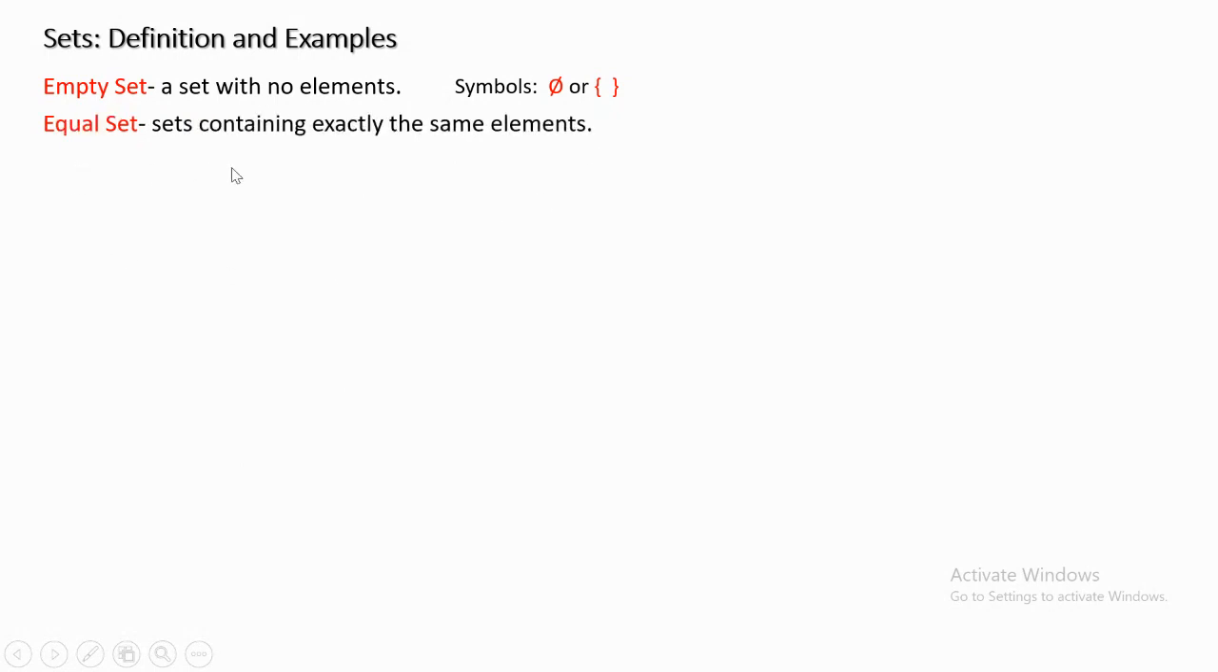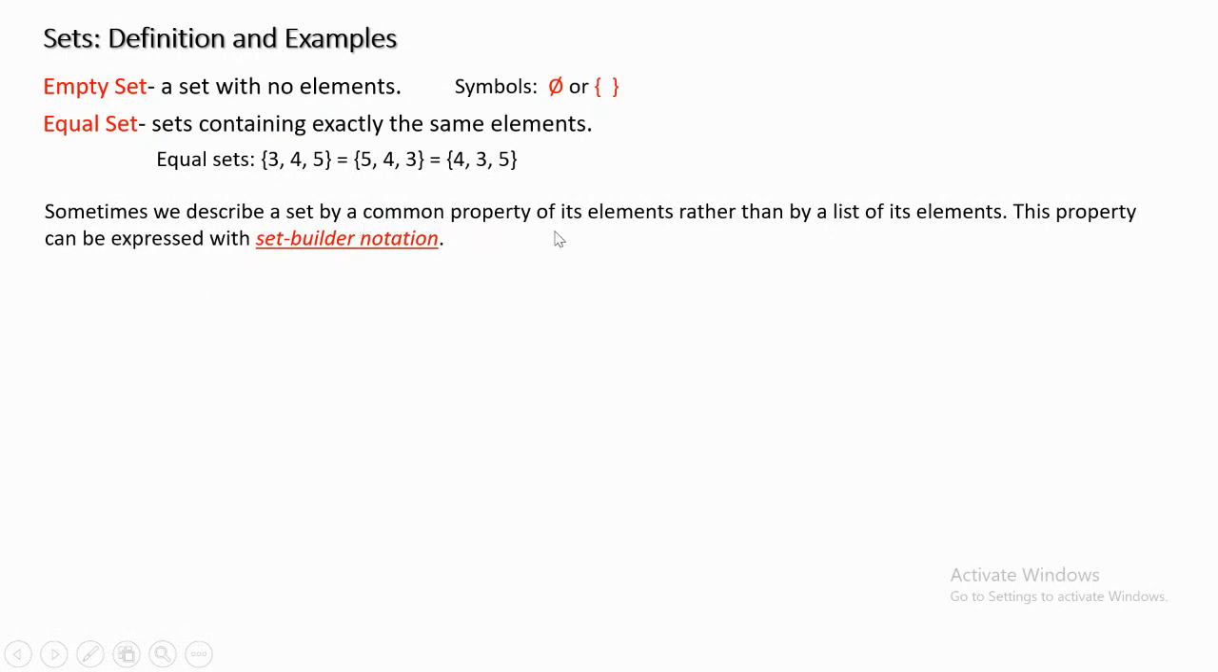Equal sets. Equal sets contain exactly the same elements, and the order does not matter. So for example, the set 3, 4, 5 is equal to the set 5, 4, 3, which is equal to the set 4, 3, 5. All these three mean the same thing. They're all equal sets.